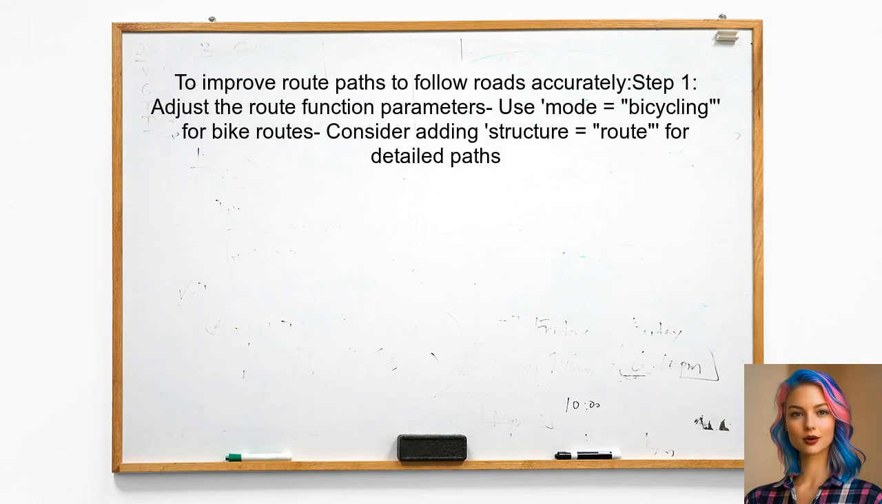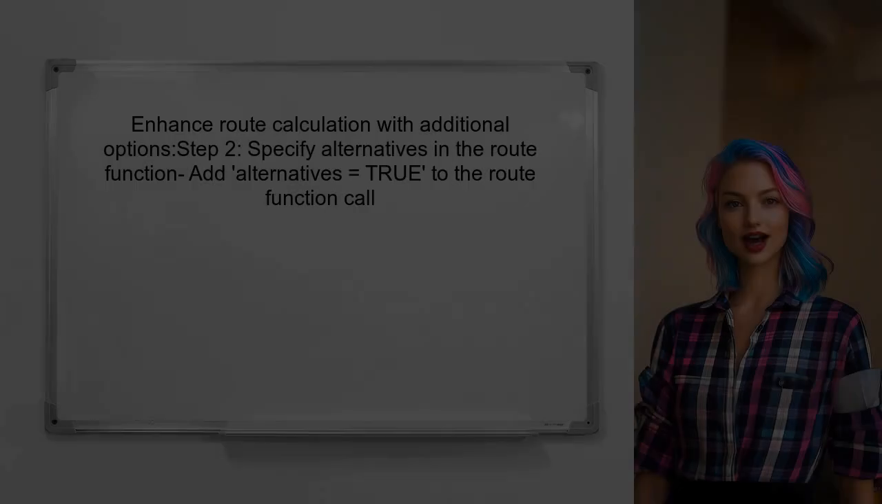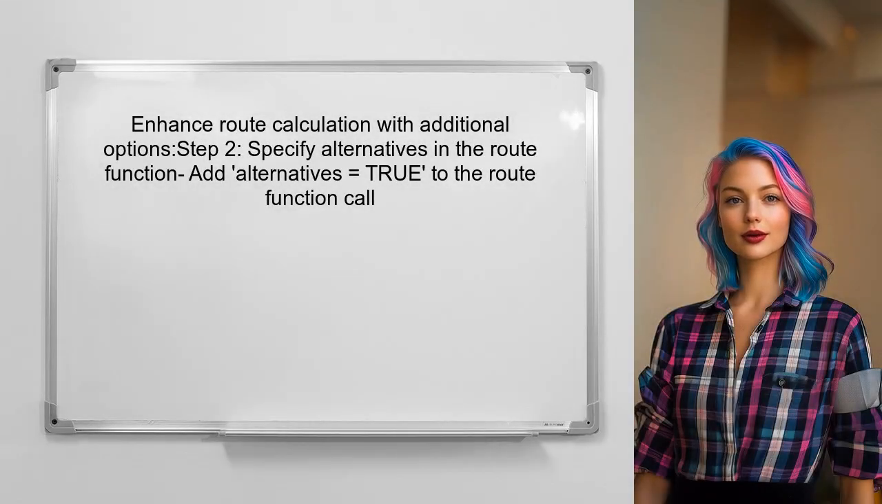To improve the route paths so they follow the roads more accurately, the user should consider using the route function with a higher level of detail. This can be achieved by adjusting the parameters in the function call. Next, the user can enhance the route calculation by specifying additional options. For example, they can set the alternatives parameter to true, which allows the function to return multiple routes.